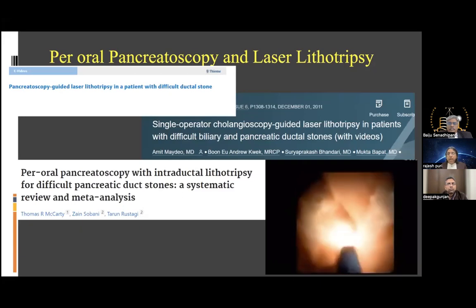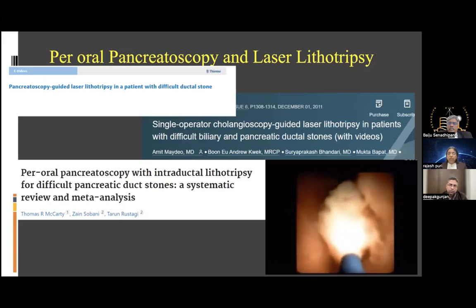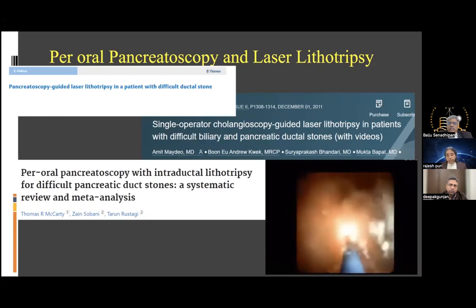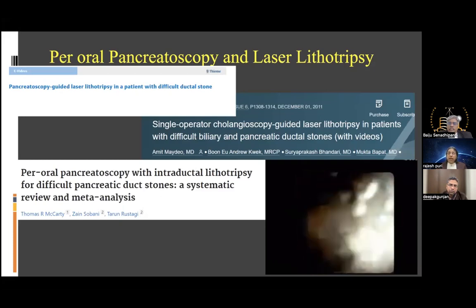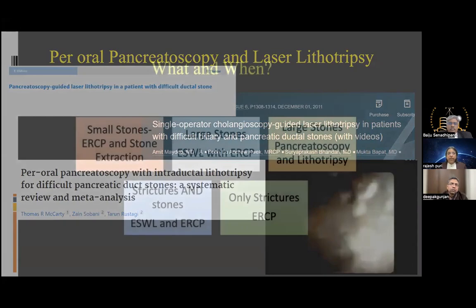Today, in my opinion, I may be wrong, people may disagree, it is more of a fancy thing rather than using in day-to-day practice, because the pancreatic duct is angulated. It is not dilated. Taking the accessories of 10 French, flushing with the water increases the risk of pancreatitis. This is my take home for this device.